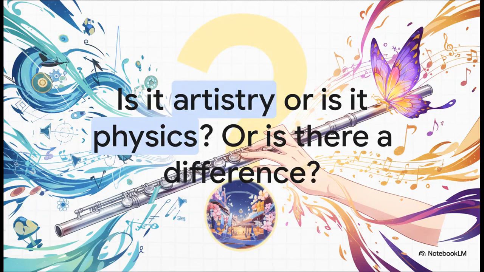And that kind of brings us to the big question, doesn't it? Is it artistry or is it physics? When a musician masters all these physical laws so completely that it just becomes second nature, pure muscle memory, where does the science stop and the art begin? Or maybe there isn't really a difference at all.